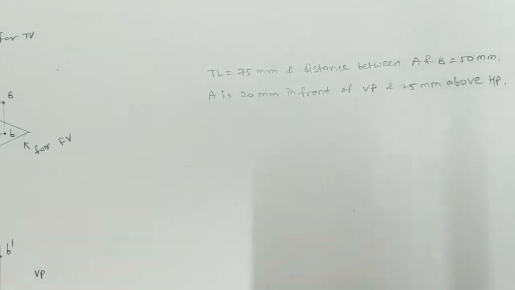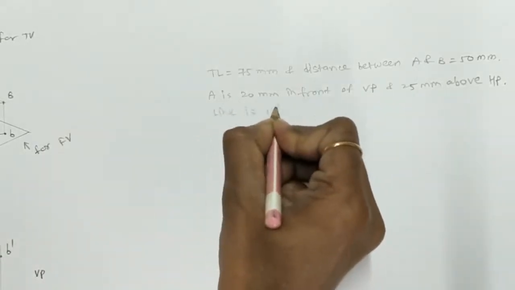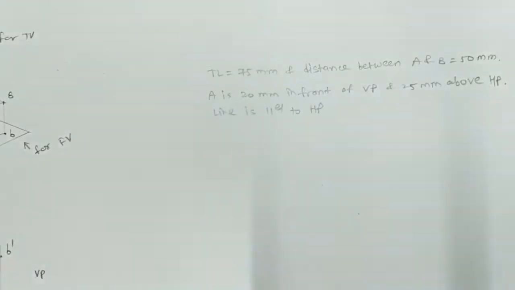Distance between end projectors A and B of true length 75 mm is 50 mm, and A is 20 mm in front of VP and 25 mm above HP. Line is parallel to HP. Draw the projections of the line. So this is the example.